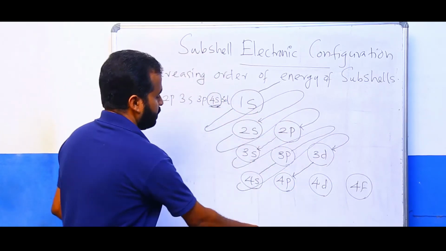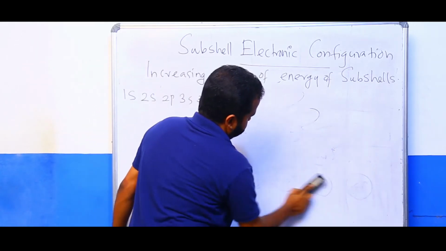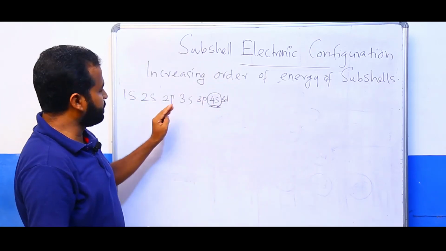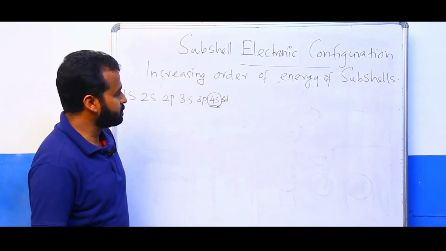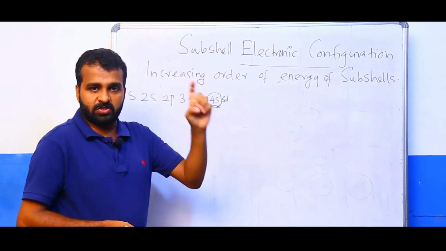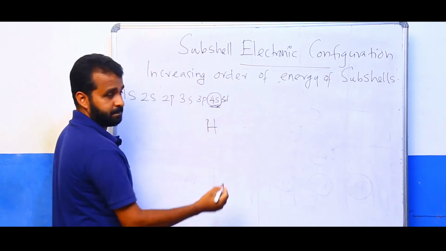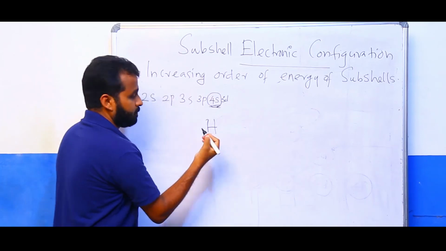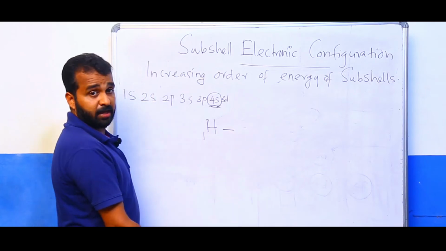Okay, listen. So this is the increasing order of energy of subshells. Then, using this, how can we write the subshell electronic configuration? Let us start. We know the first element in the periodic table is hydrogen with atomic number 1. The symbol of hydrogen is H and its atomic number is 1. Hydrogen has only one electron.